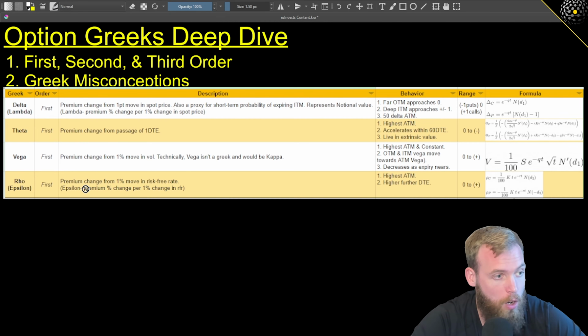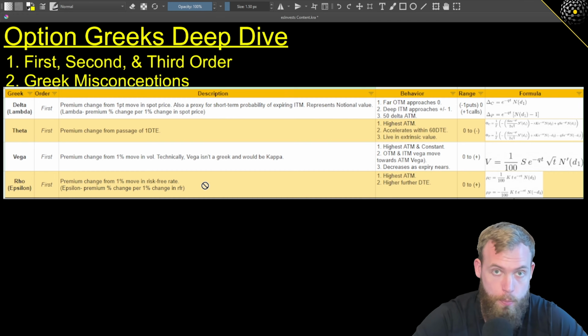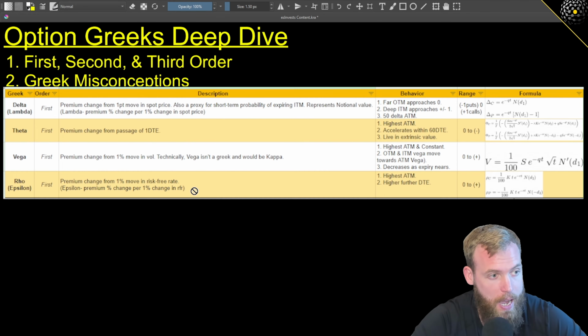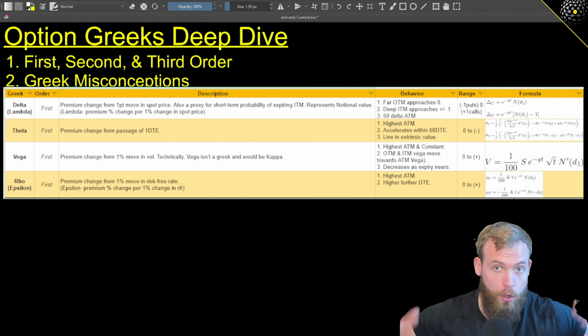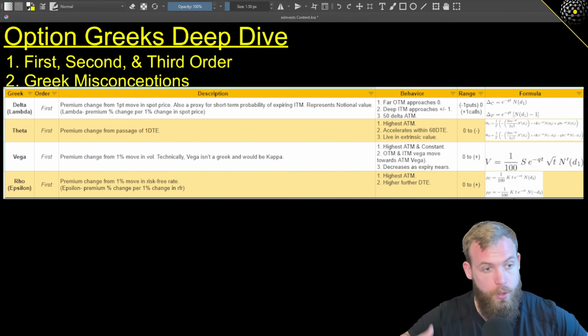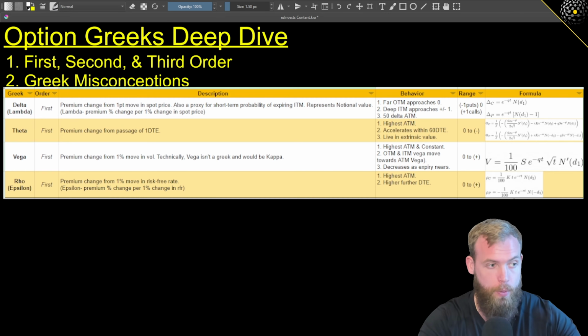And then if we look at rho, this is the premium change from a 1% move in the risk-free rate, which is used to price options. This is less impactful to most traders. This generally is going to impact longer term options far more. So this is less used by most traders.